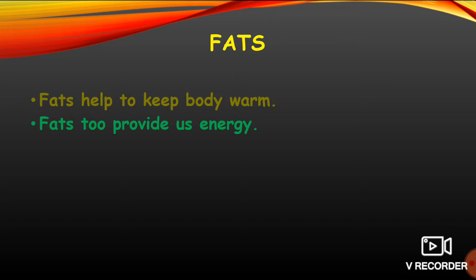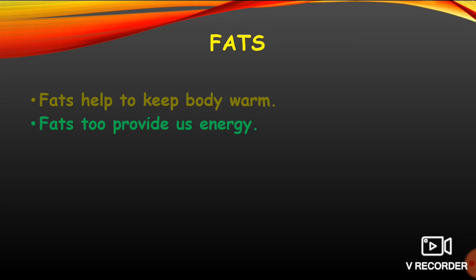Now we will see fats. Fats help to keep our body warm. You know that just below our skin we have a layer that is known as the fatty layer. A layer of fat is there which protects our body heat. If that layer is not there, then our heat will be lost and we will feel cold and it will be difficult to maintain our metabolic processes. That's why when you see a polar bear, they have big hairs and a high fatty layer in their skin, just below the skin.